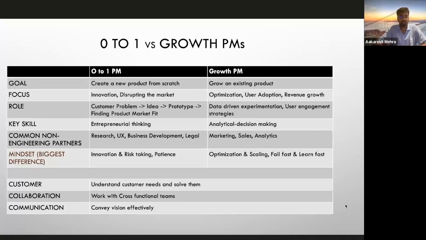Once again, I'd say the core aspects of product management stay the same: customer, collaboration, communication, nothing changes here. You need to be able to do all of these effectively, no matter what sort of product management role you're looking at. The extent to which you may do one or the other may change a little bit, but largely the core product management aspects stay more or less the same.